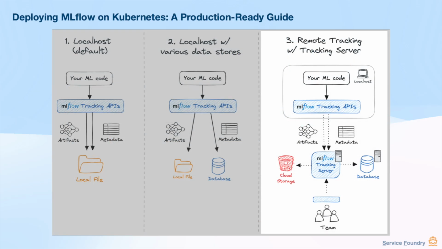MLflow provides 4 components: tracking for experiments and metrics, projects for reproducible code packaging, models for deployment management, and the model registry for centralized versioning. This deployment focuses on a shared production-ready MLflow server for team collaboration.